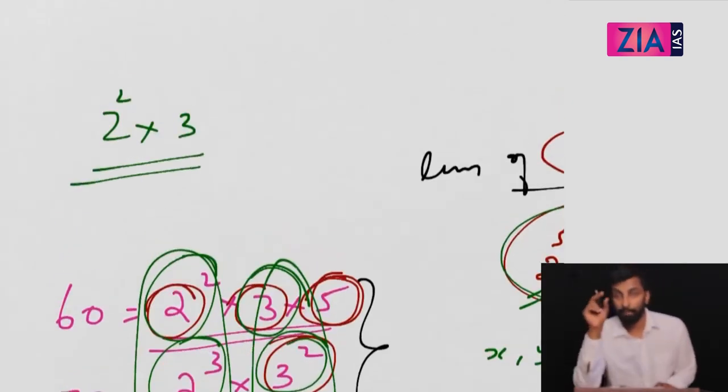So in the case of LCM, you will write all the prime factors with the highest power. In the case of HCF, you will write only the common factors with the lowest power.